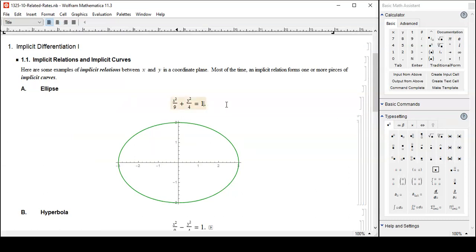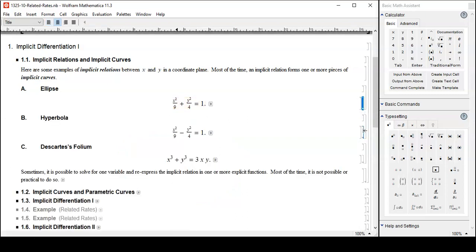This implicit relation gives rise to this curve, which we call an implicit curve, and in this case the implicit curve is an ellipse. And of course, please note that it fails the vertical line test and horizontal line test too, so you cannot solve it with respect to y or x.